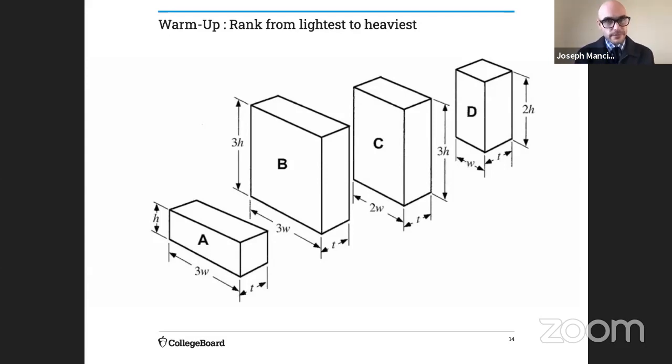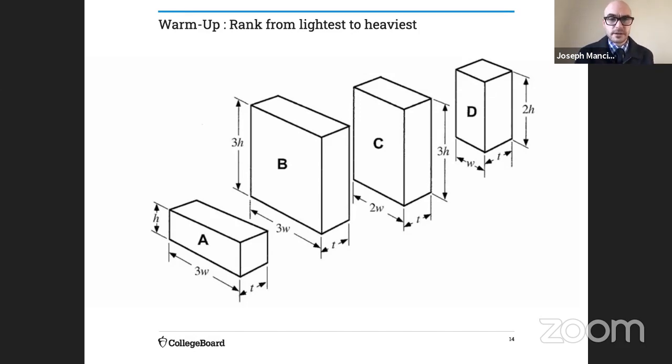So all four of these shapes are made from the same material, and their length, width, and height are marked on their sides. Can you rank them from the lightest to the heaviest? A ranking task like this is something that you would typically encounter on an AP physics test. So you should know how to do this.